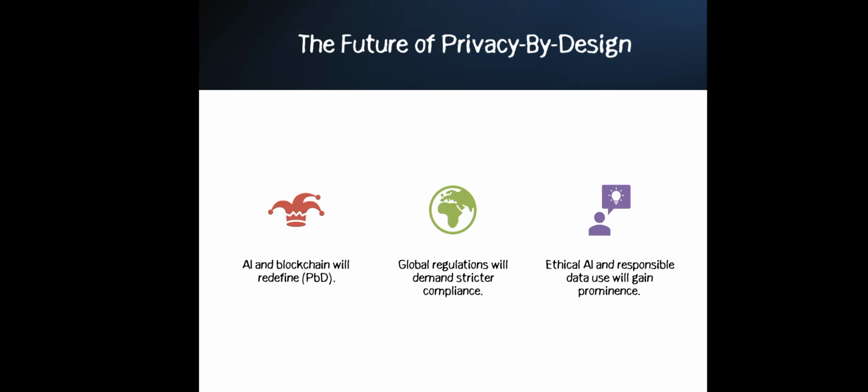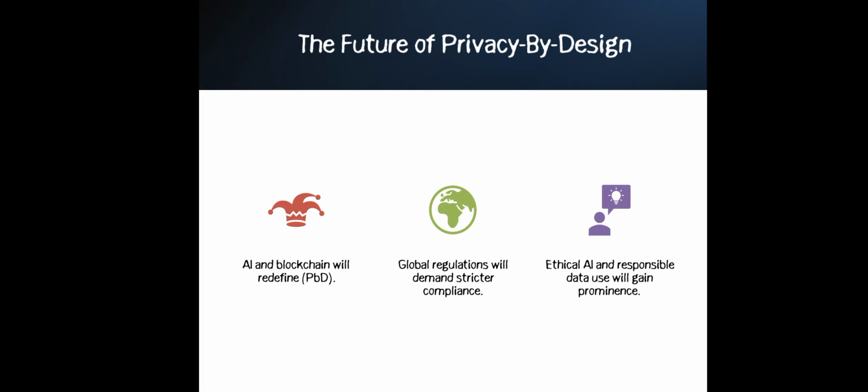Future of privacy by design. First of all, AI and blockchain will redefine privacy by design. AI enables automated privacy risk detection and adaptive data protection, ensuring compliance dynamically at scale. Blockchain provides decentralized data storage and immutable records, enhancing transparency and user control over personal information. Together, they align with privacy by design's principles by embedding privacy features more efficiently and securely into the systems.